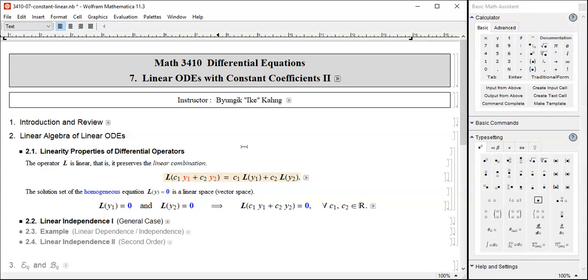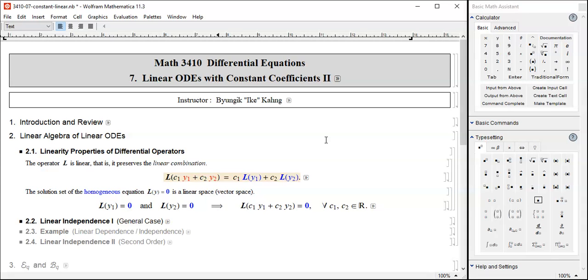And then we take the operator L. What do you get? c1 is a coefficient, L of y1, that's a function, and then c2 is a coefficient, L of y2, that's a function. So what do you get? We have coefficient times function plus coefficient times function. So we have the same structure as before, the linear combination. So operator L is linear. What do you mean by linear? That means it preserves a linear combination, and that's something you'll have to prove.